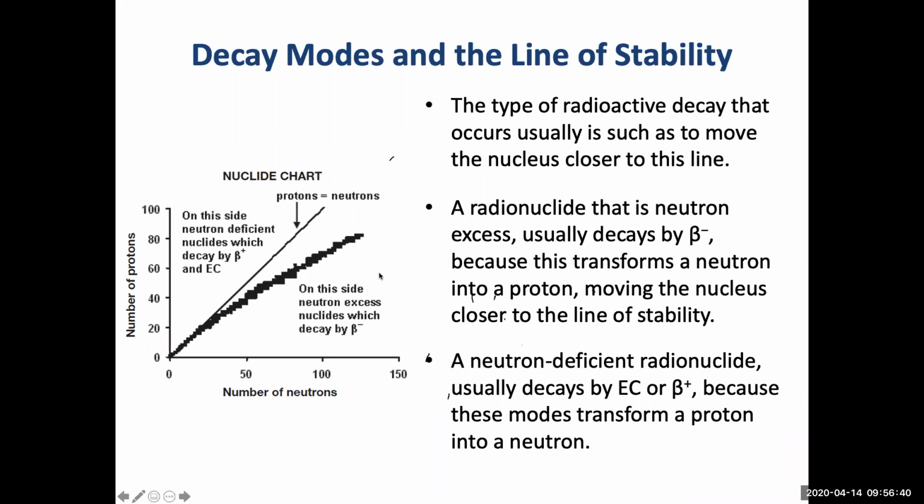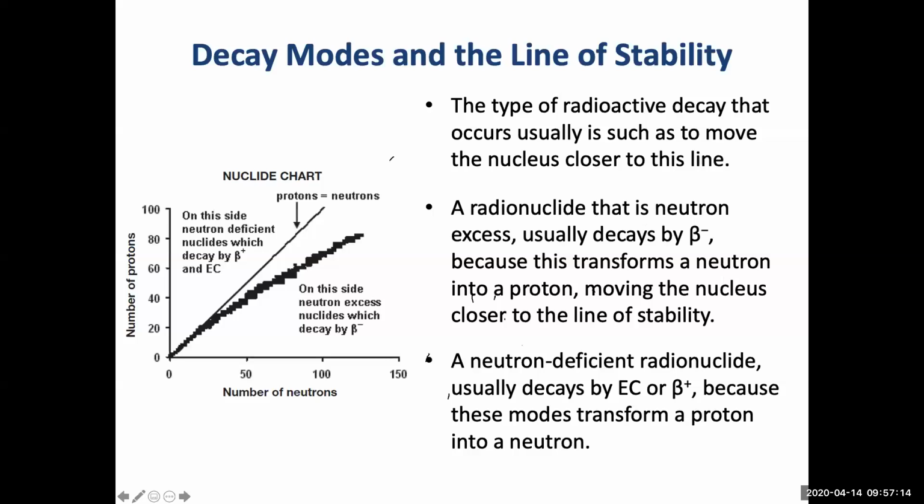Anyway, just to repeat here, the stable nuclei tend to be clustered about the stability line. Nuclei lying off the line of stability generally are radioactive. The type of radioactive decay that occurs usually is such as to move the nucleus closer to this line. The nuclide always tries to get to the stability line to be more stable.